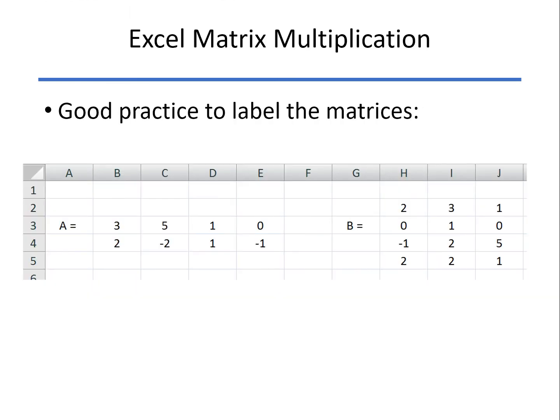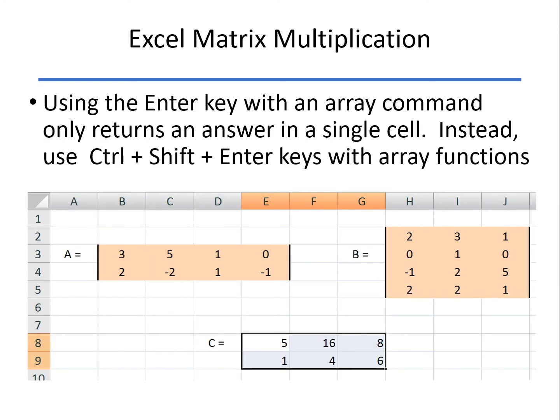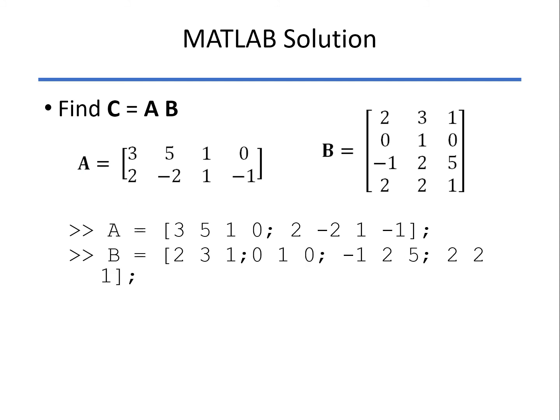Okay, so again, this just steps you through that. Sometimes you can add borders if you want to make those stand out as well. And again, the key is the Control Shift Enter when you're dealing with an array. And again, comparing that to the MATLAB solution where we just had to enter the two matrices and say it's A times B, we don't have to know the size beforehand, and we do see we get the same answer.